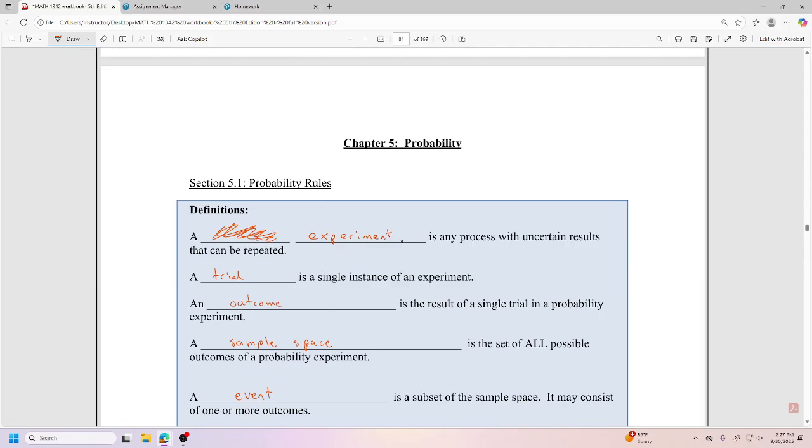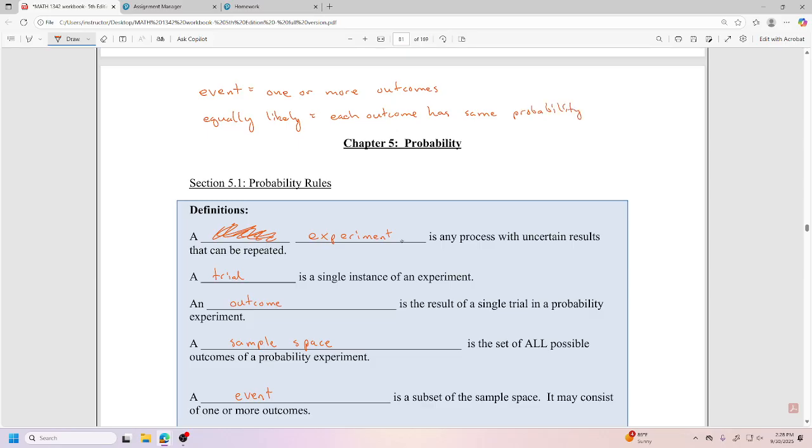So here's some more little things over here, okay? I have to write these down. Event is one or more outcomes, okay? Like we're going to be looking for this kind of stuff, okay? They're going to have the definition equally likely. Equally likely is each outcome has the same probability.